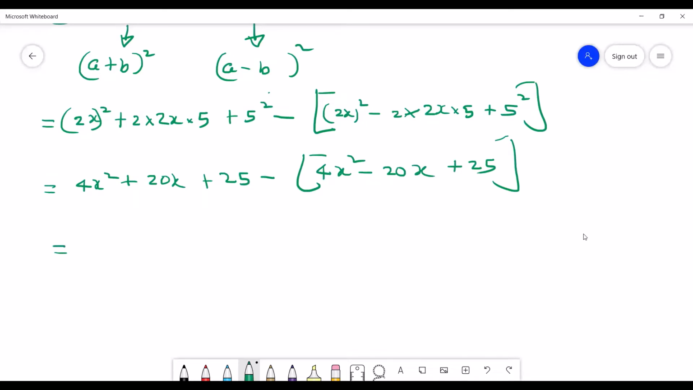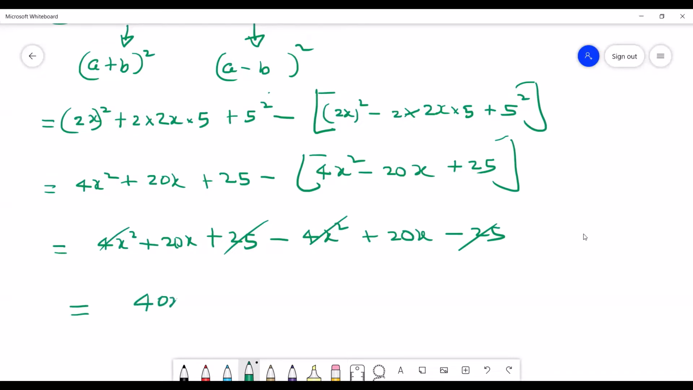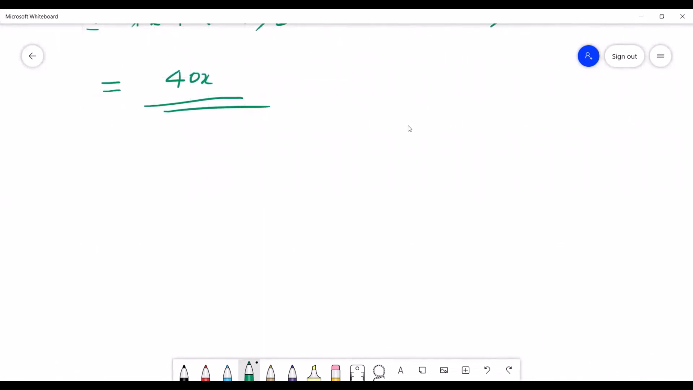So this will be 4x square plus 20x plus 25 minus 4x square. When you multiply with the minus, this will become plus 20x, then minus 25. So 25 and 25 will get cancelled, 4x square will get cancelled. So you are going to get the answer as 40x. See how easily we could solve this question with the application of the algebraic identity.